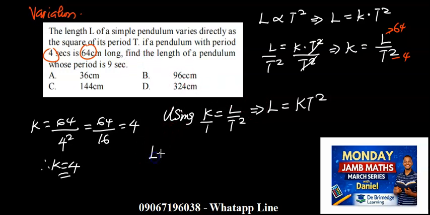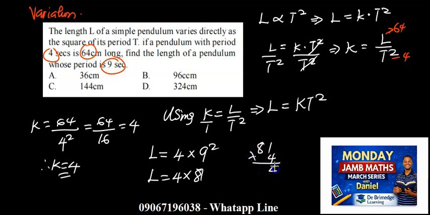Now we're going to plug in the values to find L. We have K already, K is 4, times T. T is given here as 9 seconds, so we're going to use that value now. This is going to become 9 squared. So L will give us 4 times 81. Remember, 9 squared is 9 times 9. So 81 times 4 gives us 324. Therefore, L is equal to 324 centimeters. So this is the answer to this question.